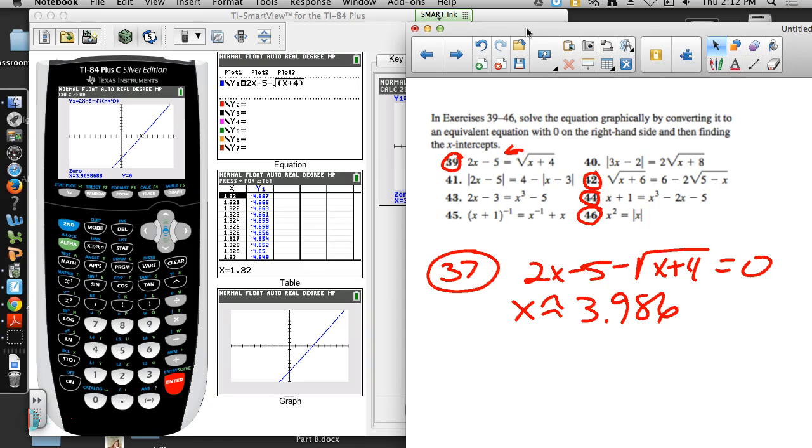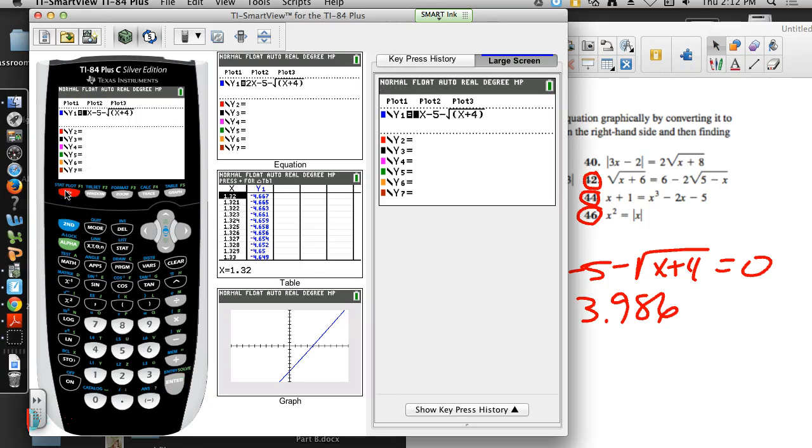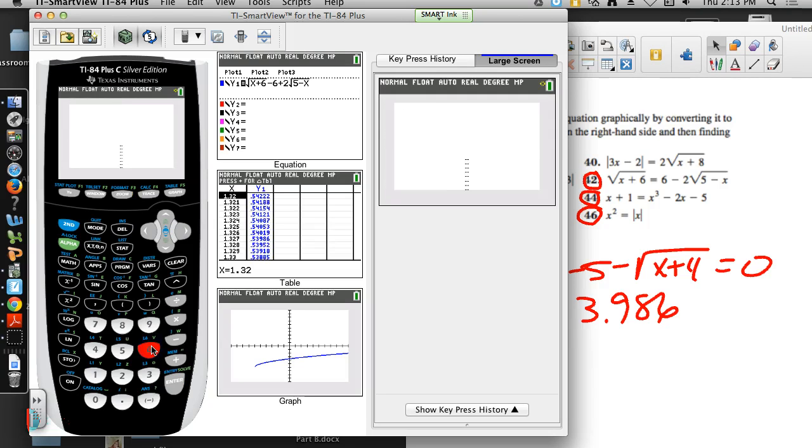All right, next one up is 42. So again, I'm going to move everything over to one side and give this a try. So the square root of x plus 6, and we would be subtracting the 6 and adding the 2 square roots of 5 minus x. I'm used to my older calculator. There we go. And let's try Zoom 6. See if we can see what we need for number 42.